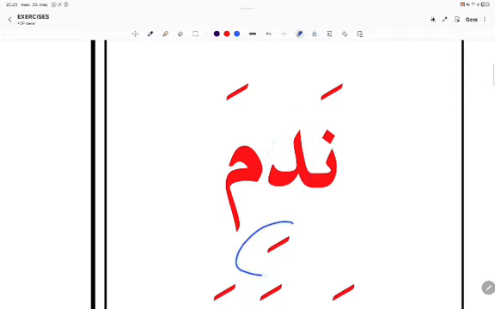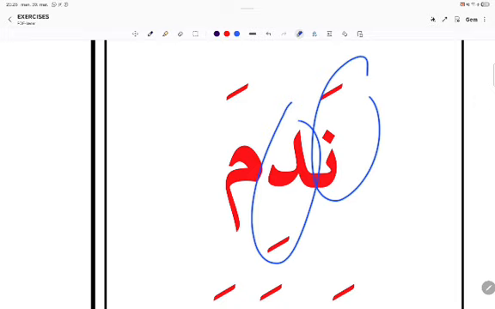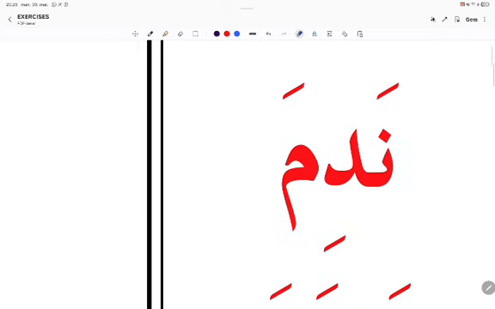Dal, kasrah, because it's below, kasrah, di. This is mim, mim, fatha, ma. Na, di, ma. Na, di, ma. Why is it written alone, mim? Because dal cannot be connected to the left. So mim will stand like we have learned it in the alphabets.